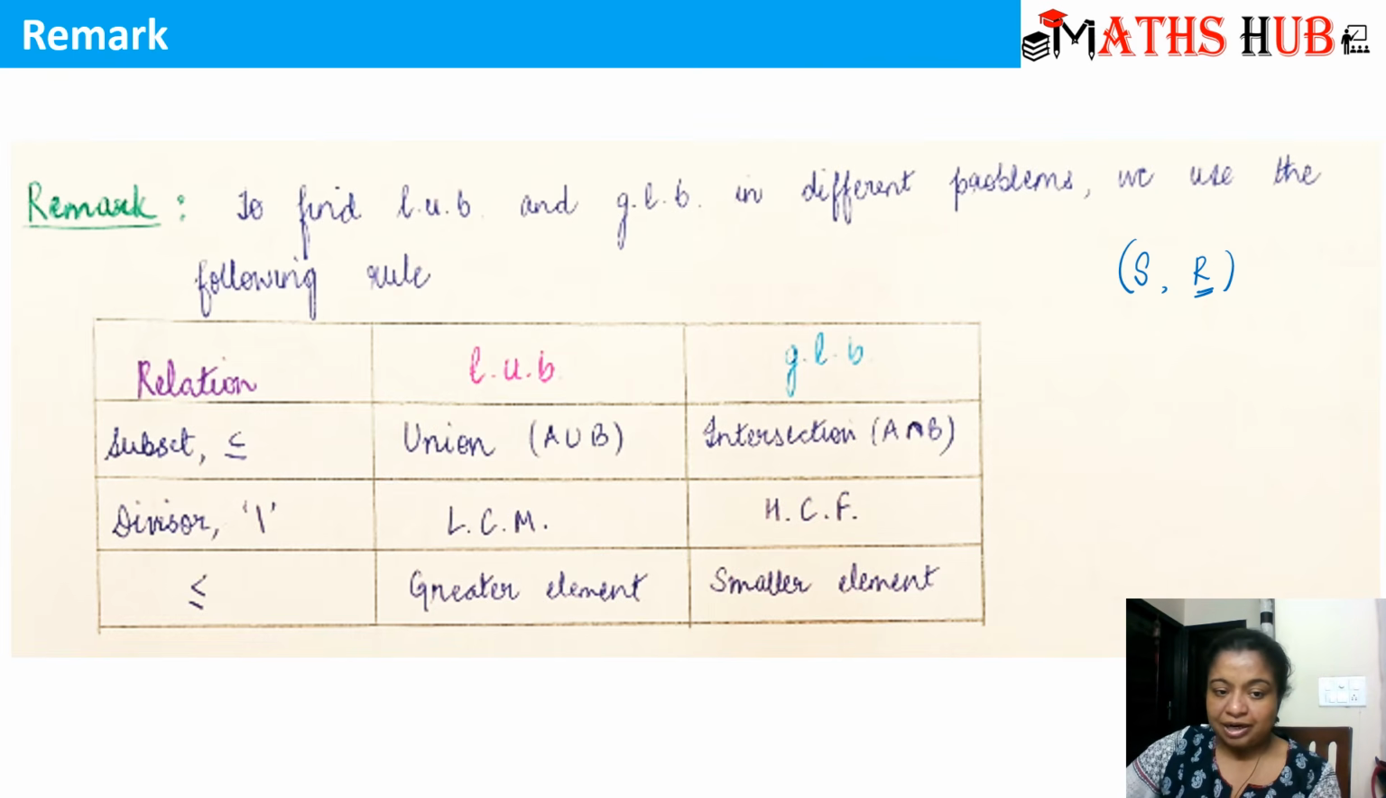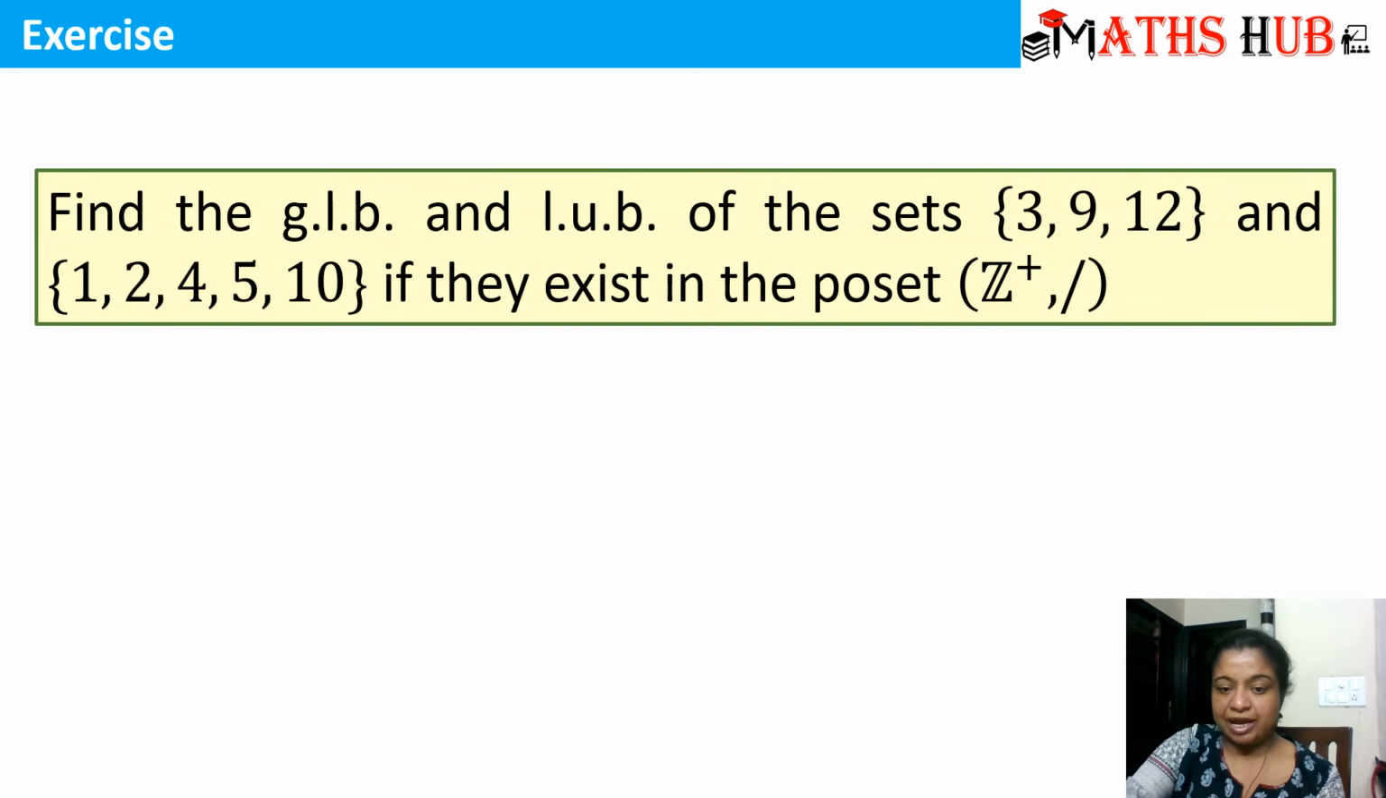So you can remember it like this, L and U. Whenever it is a subset relation, U for union and L for LCM, right? So the rest is the opposite. For GLB, it will be intersection and HCF, right? So let's see on what exercise we can apply this.